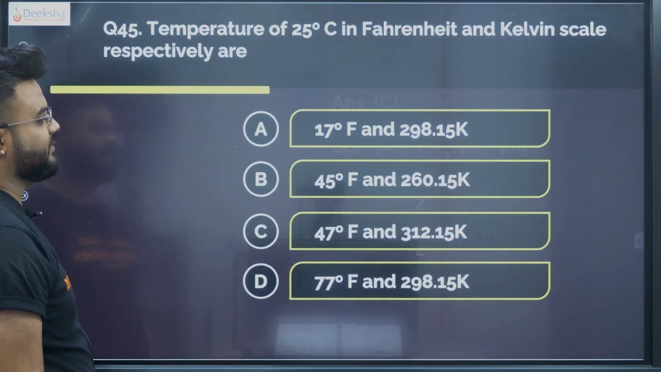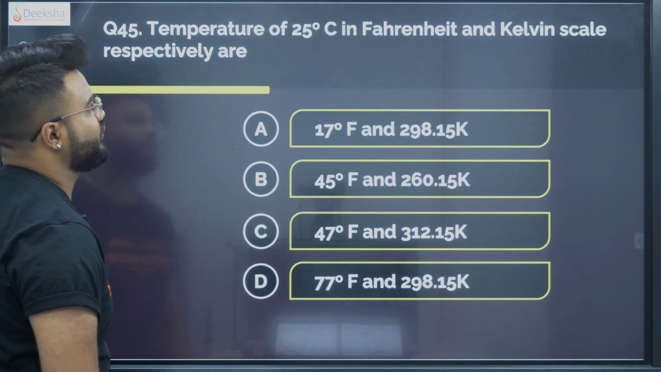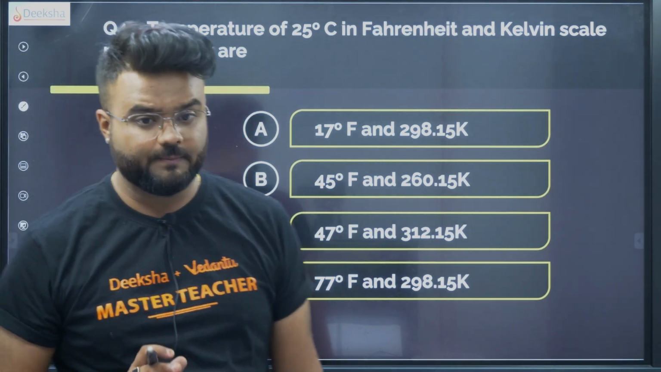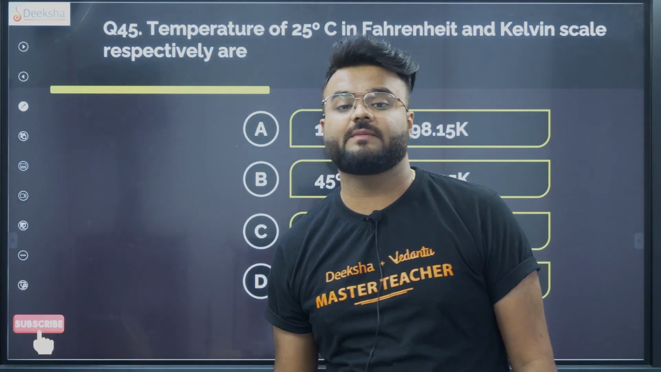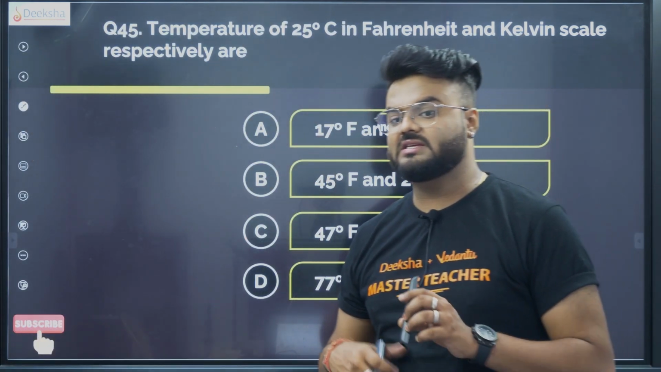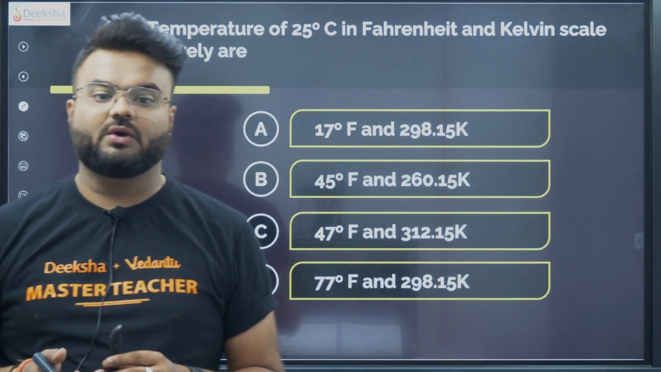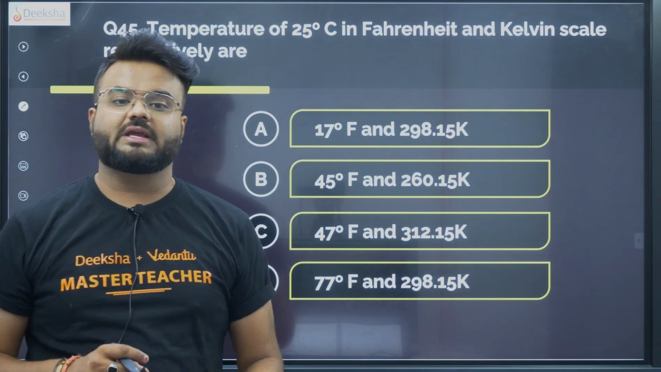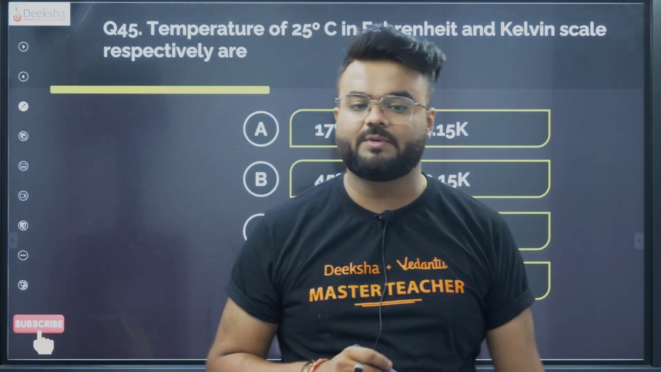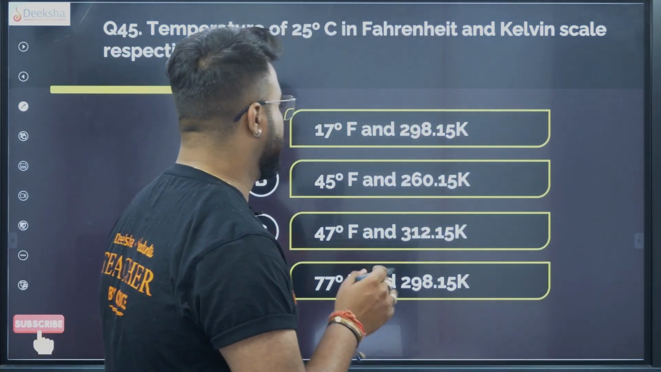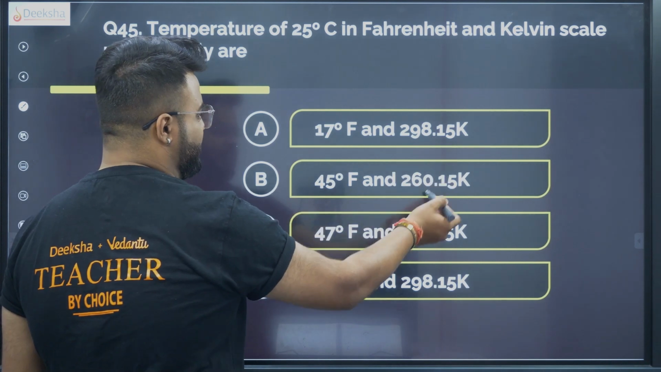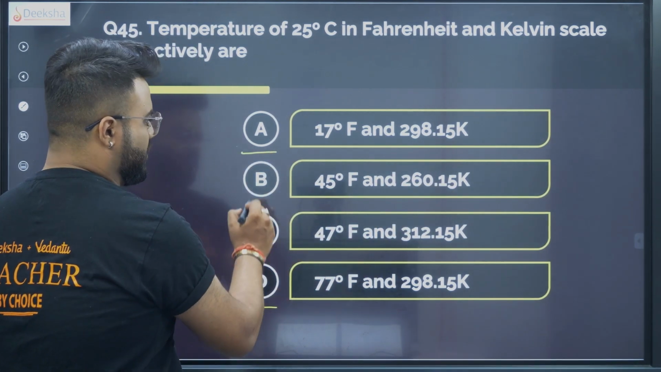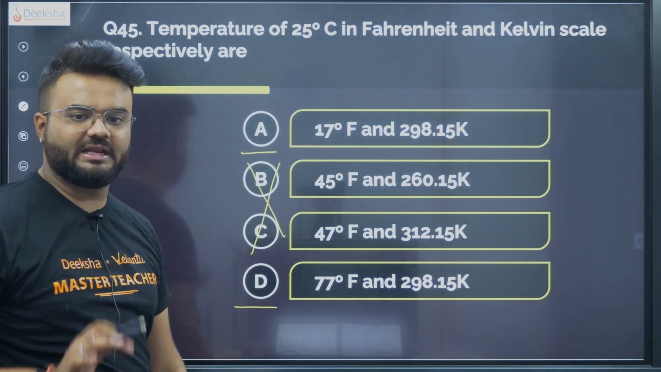Clear? Now coming back to the question: temperature of 25 degrees Celsius in Fahrenheit and Kelvin scale respectively. This is some basic concepts of chemistry, and here you can easily convert it. The Kelvin scale value of 25 degrees will be 298.15. So 298.15 is there in option A and option D, so option B and C are directly cancelled.